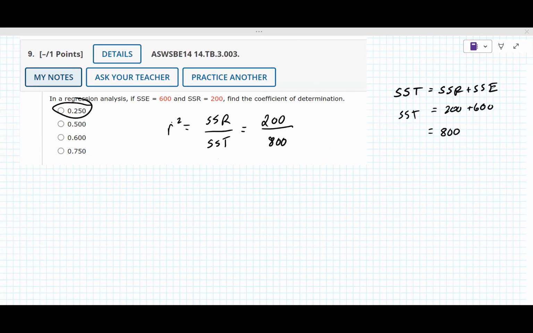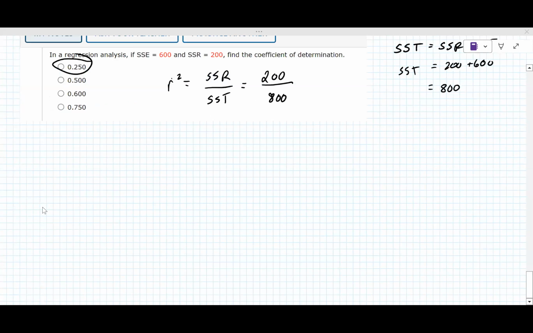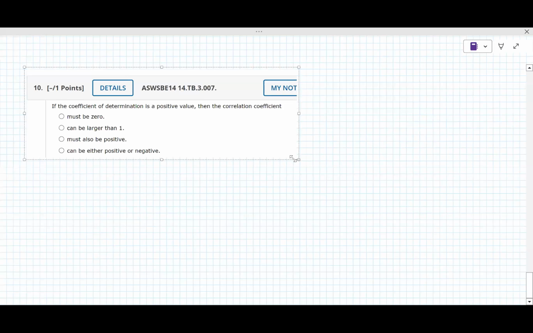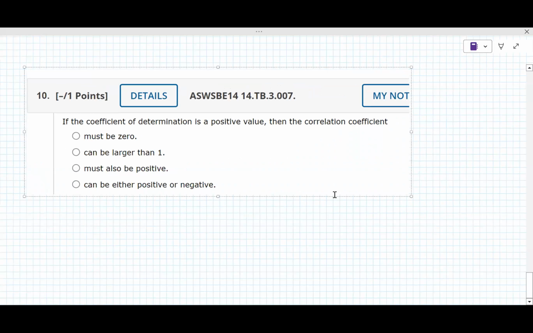Just gonna check something real quick here. All right, so we're looking at 10. 10's like a vocabulary type question. If the coefficient of determination is a positive value, then the correlation coefficient. So here's the coefficient of determination. It's R squared. The correlation coefficient is R.